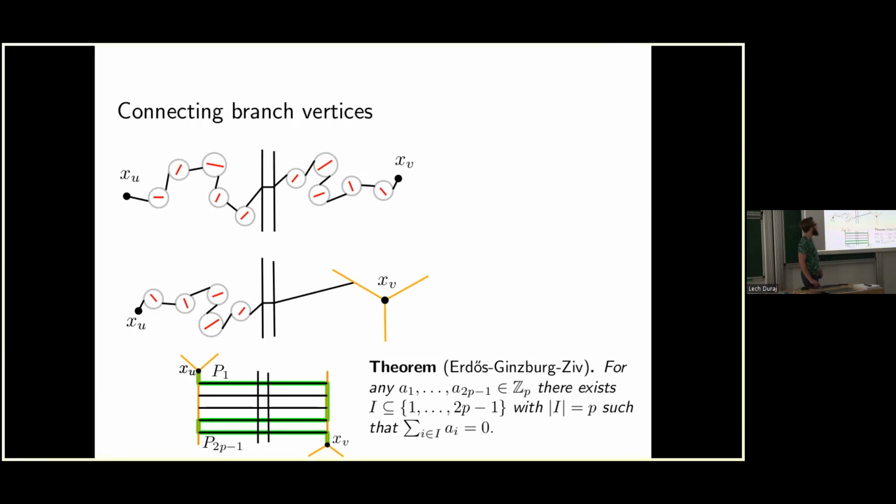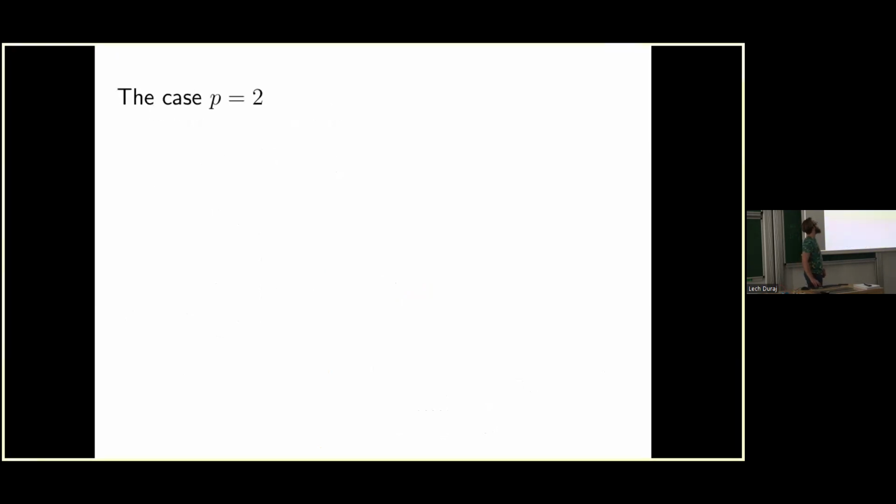Now to the even case. The only even prime is P equal 2. And this is more difficult. There is more going on. Let me just tell you what the plan for the proof is.